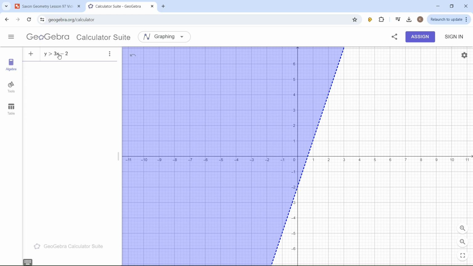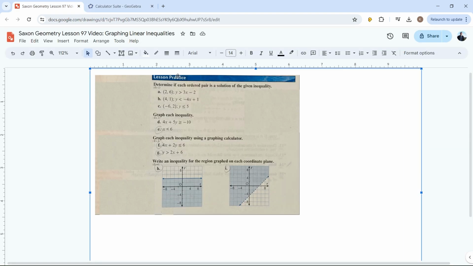minus 2. Now notice that when I graph an inequality on a coordinate plane, I get a whole region of the coordinate plane that's shaded. We're going to see why that's significant in just a second. Now, let's just take a look at this. Is (2, 6) a solution to this? Well, I'm going to plug in 2 for x and 6 for y and see what I get. 6 is greater than 3 times 2, which is 6, minus 2, 4. Is 6 greater than 4? Yes, (2, 6) would be a solution to this inequality.